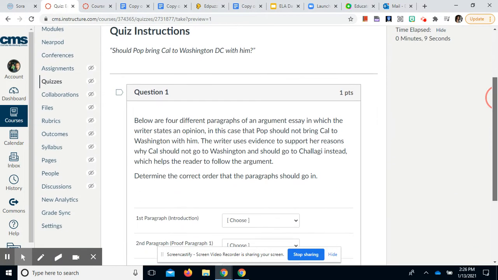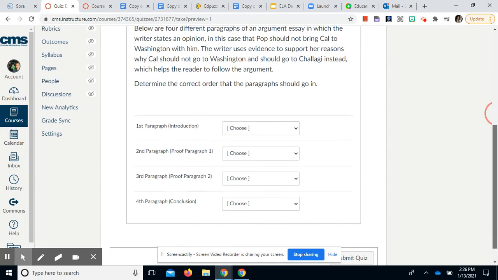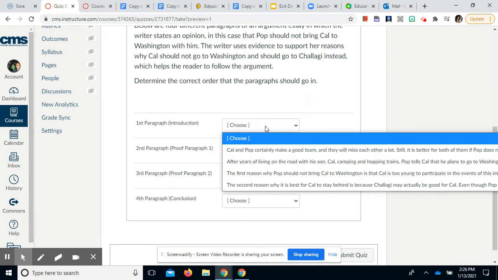So it said below are 4 different paragraphs of an argument essay in which the writer states an opinion, in this case that Pop should not bring Cal to Washington with him, and the writer uses evidence to support her reasons why Cal should not go to Washington and should go to Tulagi instead, which helps the reader follow the arguments. So we looked at the various sentences to determine which order they should go in.